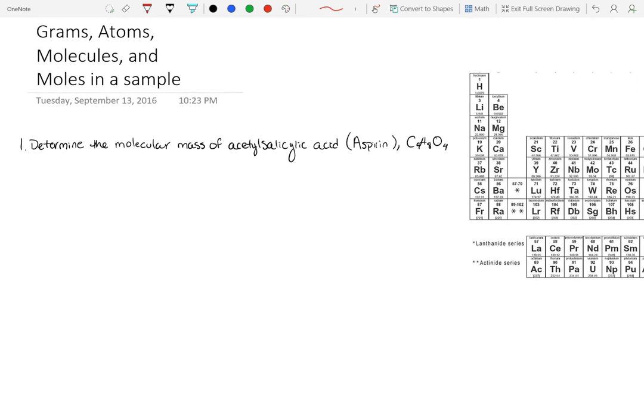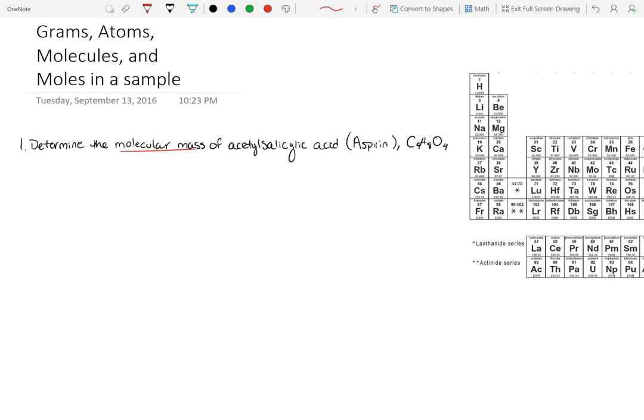Okay, the first question is telling us, determine the molecular mass of acetylsalicylic acid, which is also known as aspirin, the common household pharmaceutical that you might be taking if you get sick. So the formula for aspirin is C9H8O4. Alright? So the molecular mass, what is a molecular mass? So molecular mass is basically the mass of a certain compound when it's present in 1 mole. Alright? The presence of 1 mole of this stuff, how much is that going to weigh? That's basically what the question is asking us.